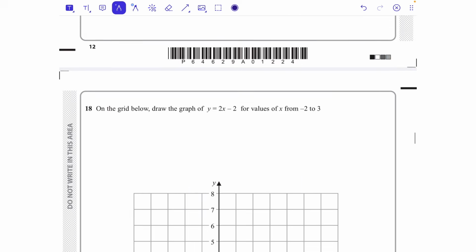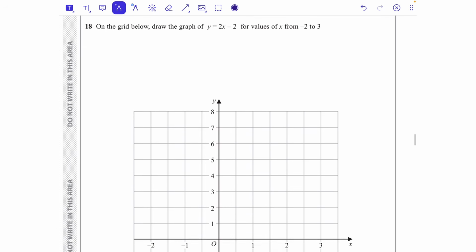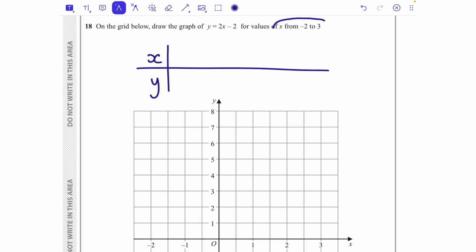Okay, great. Next question. On the grid below, draw the graph of y equals 2x minus 2 for values of x from minus 2 to 3. So there's a couple of ways you can do this, but I think the majority of people would probably want to draw a table for x and for y. And we're told that the values of x need to go from minus 2 to 3. So we're going to go minus 2, minus 1, 0, 1, 2, 3.